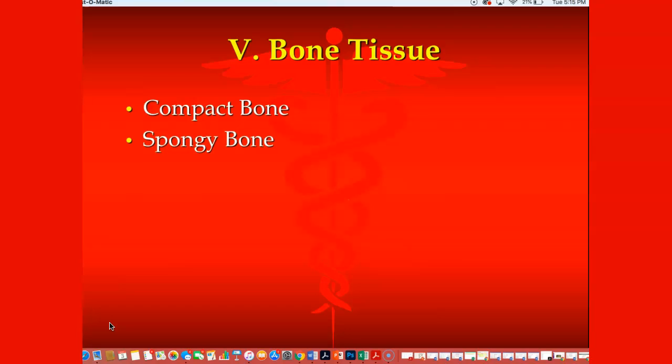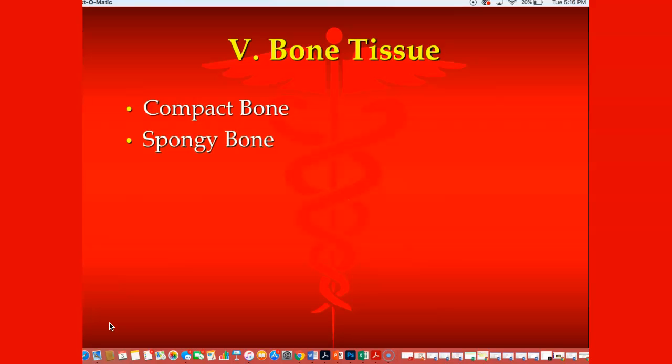So we have bone shapes that we can differentiate bone by: long, short, flat, irregular, sesamoid. And then we have bone types: compact and spongy bone. But when they're talking about types, they're talking about the tissue inside, its histology, or how it's put together. So most of our bones in our body actually contain both compact and spongy bone, but how much of each they have varies depending on what the bone does, where you find it, its shape.